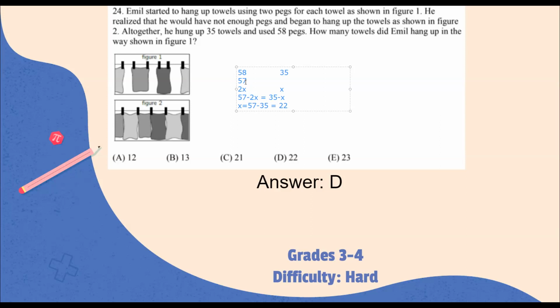Basically, the difference between the amount of towels used in figure 1 is equal to the difference between the amount of pegs and the total pegs used in figure 1. Because in figure 2, you have the same amount of pegs and towels. And when you're doing algebra, the most important thing is finding out what's equal.